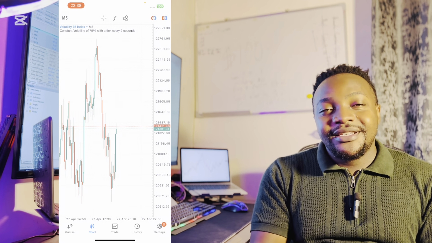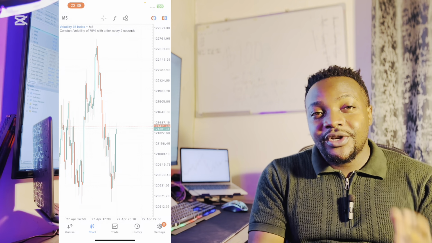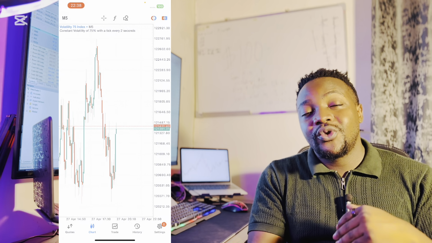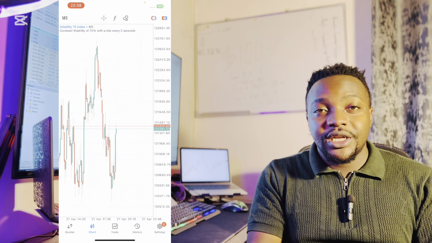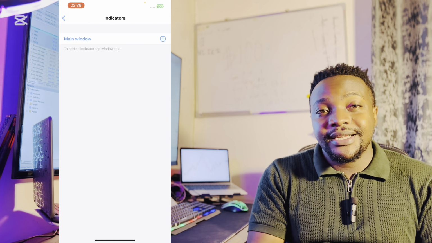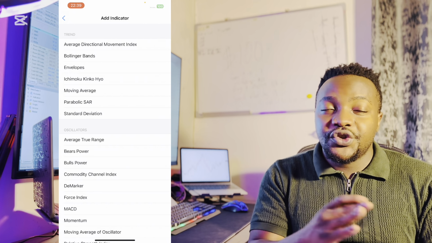Okay guys, as you can see, I've opened my chart on V75, and now we're going to install the strategy. I'm going to show you the settings as well as the conditions, and then we'll look into examples of how this strategy works. So right now I'm going to head on to my indicators section, and we're going to install the first indicator that we're going to need for this strategy to work.